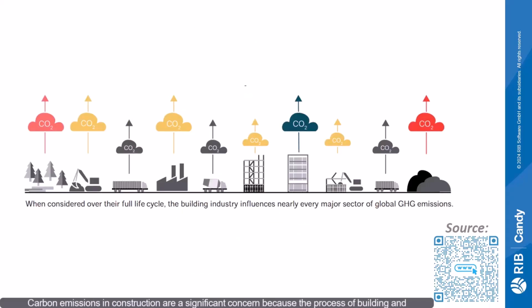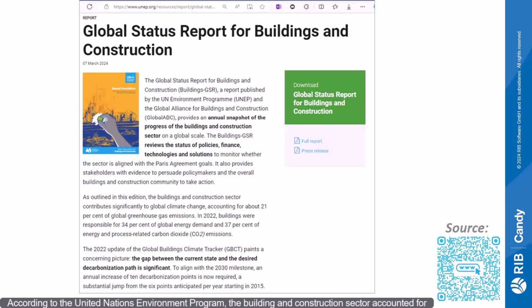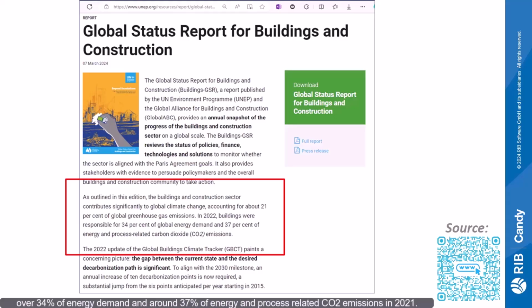Carbon emissions in construction are a significant concern because the process of building and maintaining structures contributes to the overall greenhouse gases released into the atmosphere. These emissions come from various sources, including the production of construction materials like concrete and steel, and the energy used during the construction process and the building's lifetime. For instance, the energy needed for heating, cooling, lighting, and operating equipment in buildings can lead to high levels of carbon emissions. According to the United Nations Environment Program, the building and construction sector accounted for over 34% of energy demand and around 37% of energy and process-related CO2 emissions in 2021.